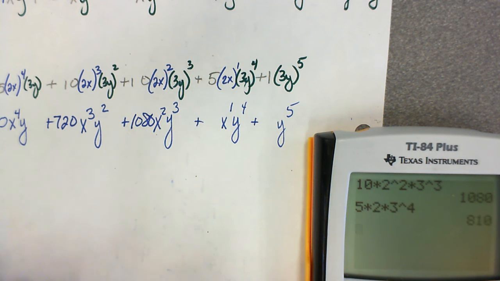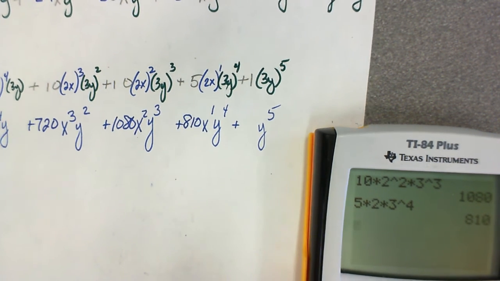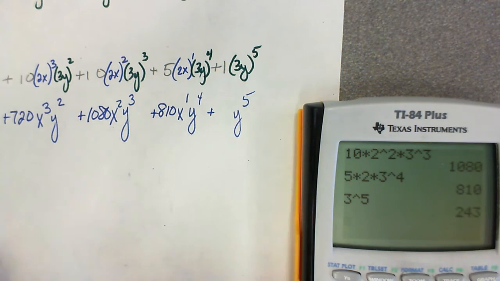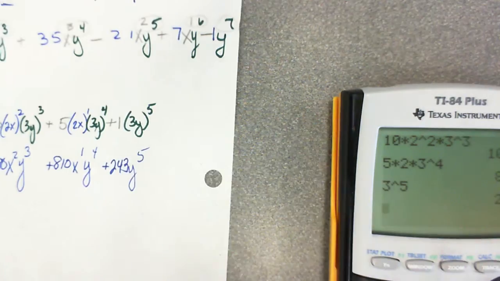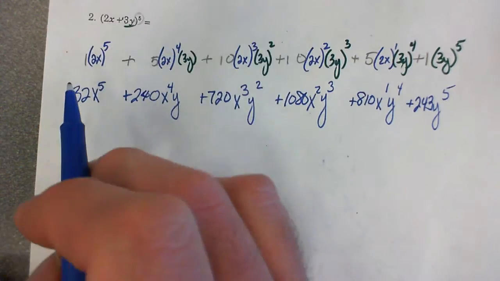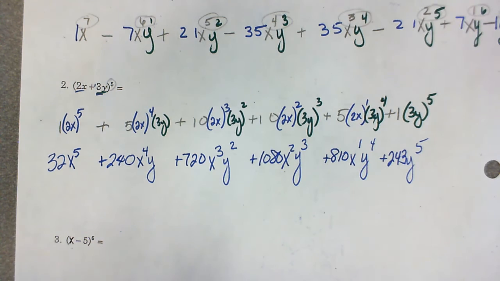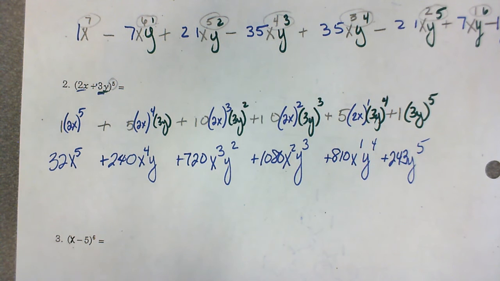Okay. On the next one, we've got 5 times 2 to the 1st times 3 to the power of 4. And we've got 810. So this is 810. And the last one, we've got 3 to the power of 5, which is 243. So this is 243. So when you have a problem that has values in front of your x and your y, you are going to have to do a little bit of arithmetic in a second step in order to get to your final coefficient. But again, all your variables, very straightforward.